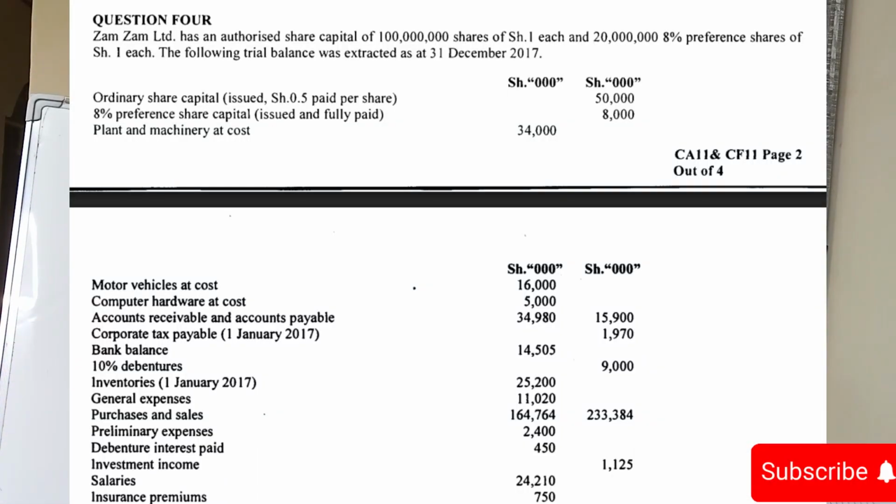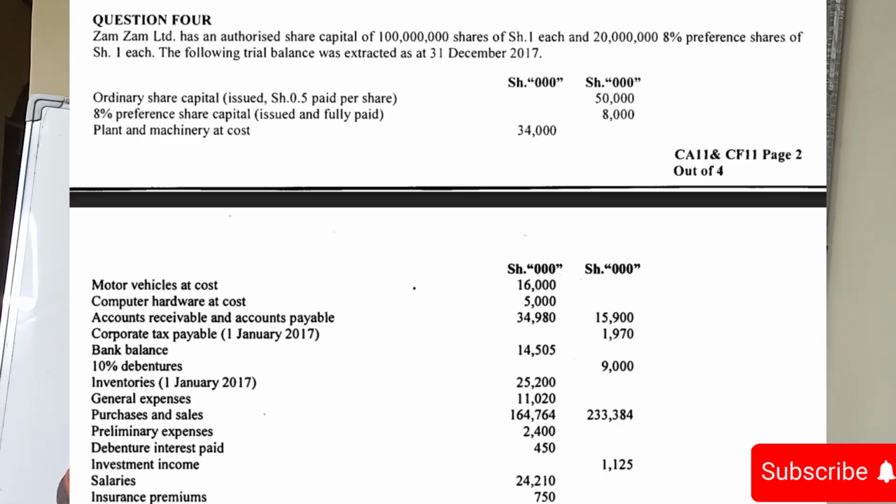The question reads: Zamzam Limited has authorized share capital of 100 million shares of shillings 1 each, and 20 million 8% preference shares of shillings 1 each. The following trial balance was extracted as of 31st December 2017. Ordinary share capital 50,000, 8% preference share capital 8,000, plant and machinery 34,000, motor vehicle at cost 16,000, computer hardware at cost 5,000, accounts receivable and accounts payable.